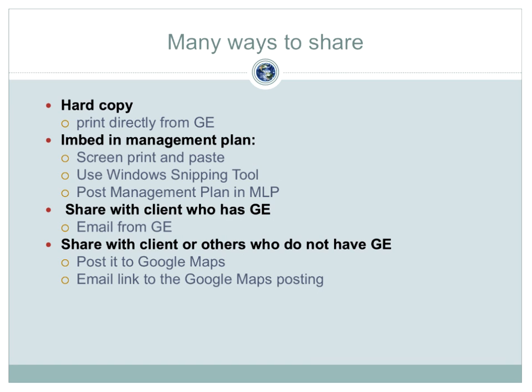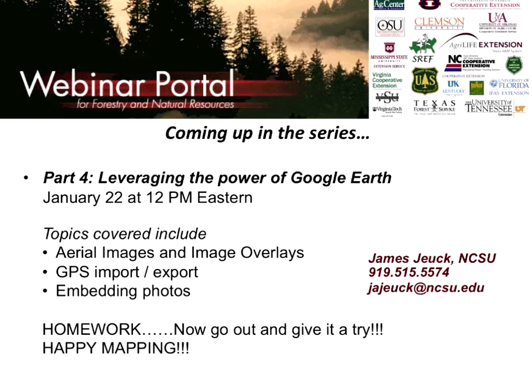You can print directly, or you can embed it into something like a Word document. You can copy and paste it using the screen print or the Windows snipping tool. If you need some information on that, email me and I'll walk you through that. And then to share with a client who has GE, you can email that KML from Google Earth. You could also post it to Google Maps if you want to share it online with folks.